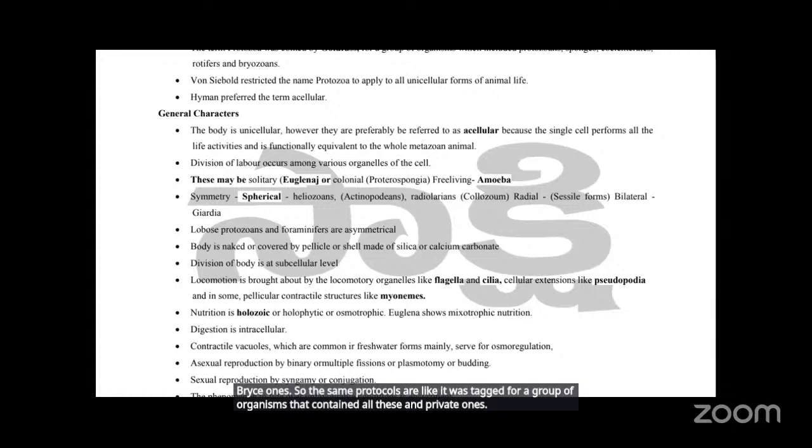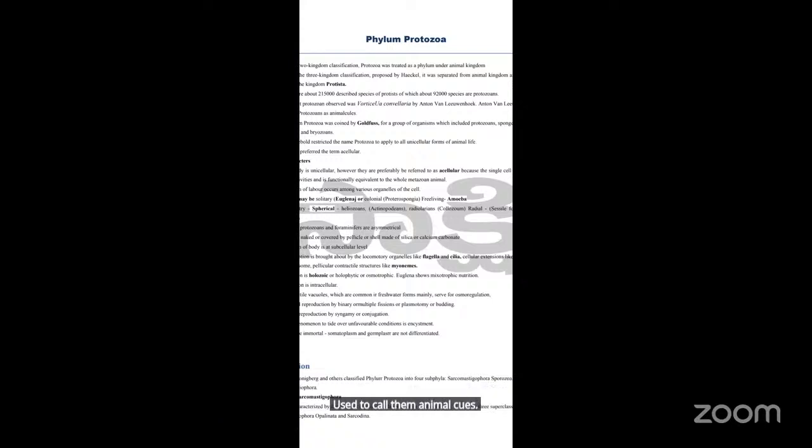Before then, they were called animalcules by Anton van Leeuwenhoek. Before they were grouped as protozoans, they didn't have a name for them, so Anton van Leeuwenhoek used to call them animalcules, as in molecules, animalcules, most likely.